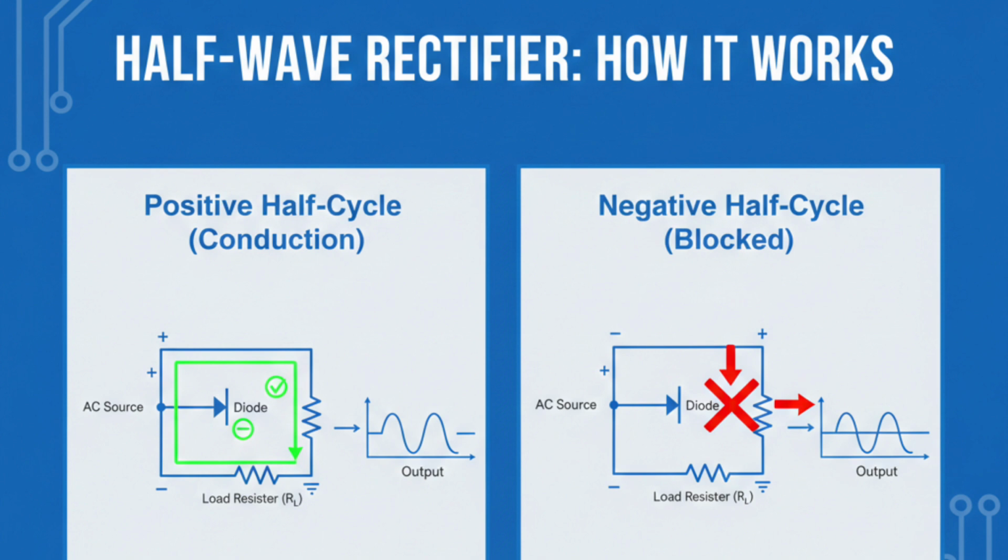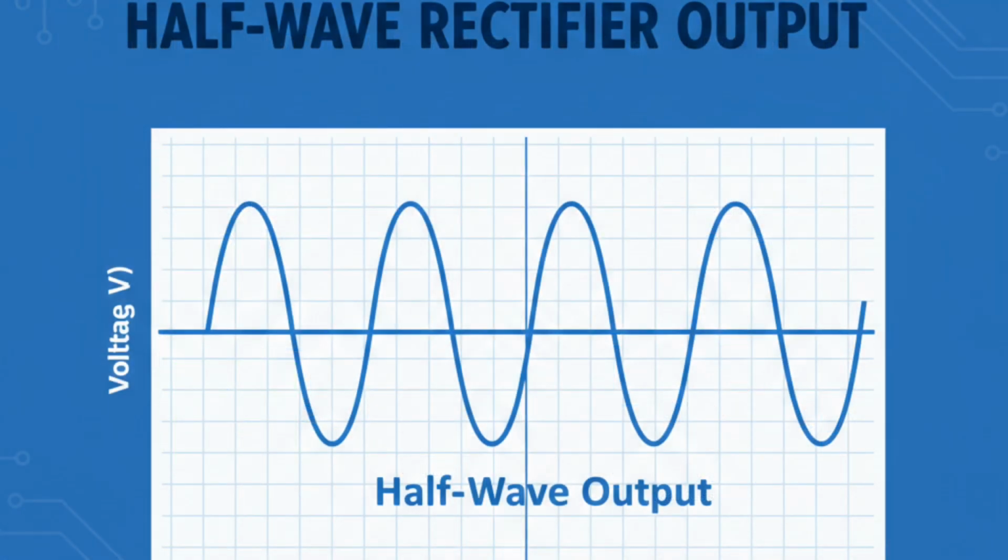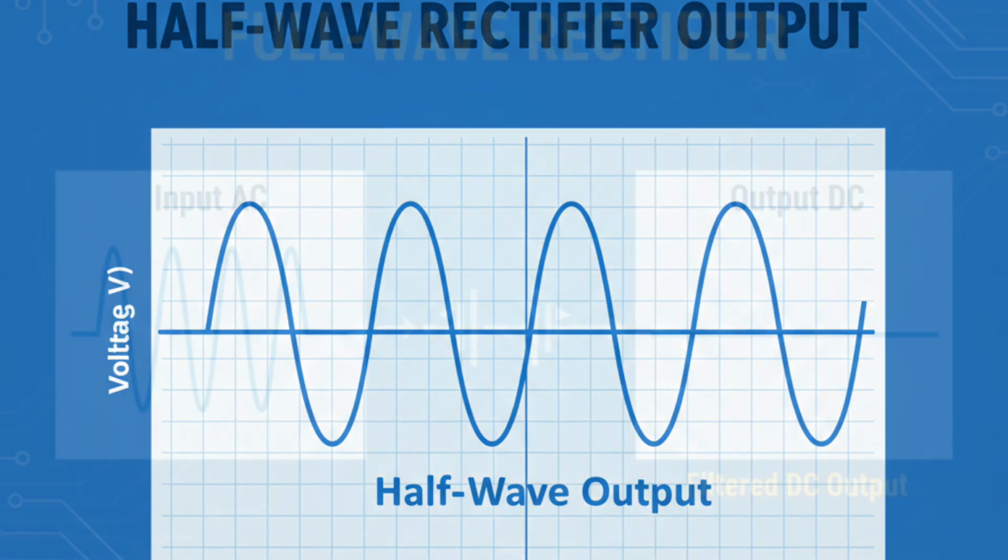If we see the output waveform, we get only positive pulses. There are gaps between them. This means the DC is not smooth and has a lot of ripple. That is the disadvantage of the half-wave rectifier.